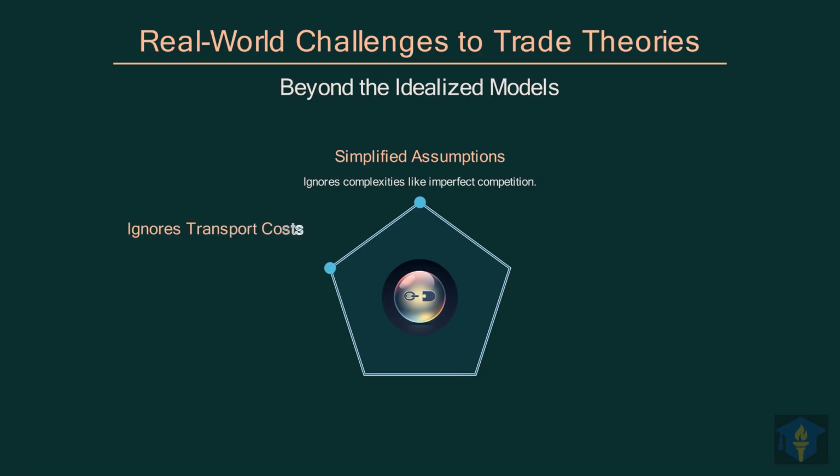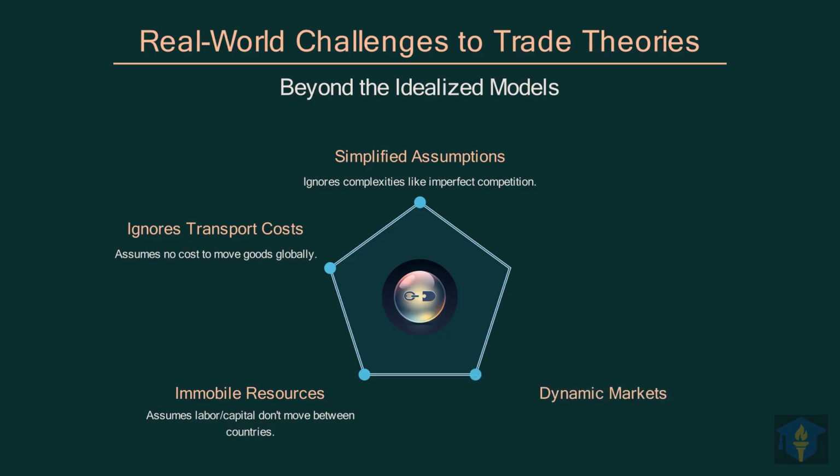Another challenge is that theories typically ignore transport costs entirely. They assume there's no cost to move goods globally, which isn't realistic in practice. Theories also assume resources are immobile between countries. This means labor and capital don't move between countries in these simplified models.